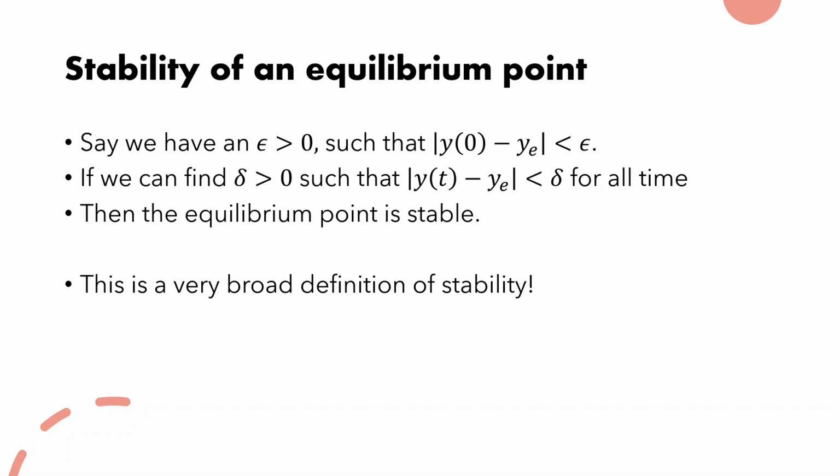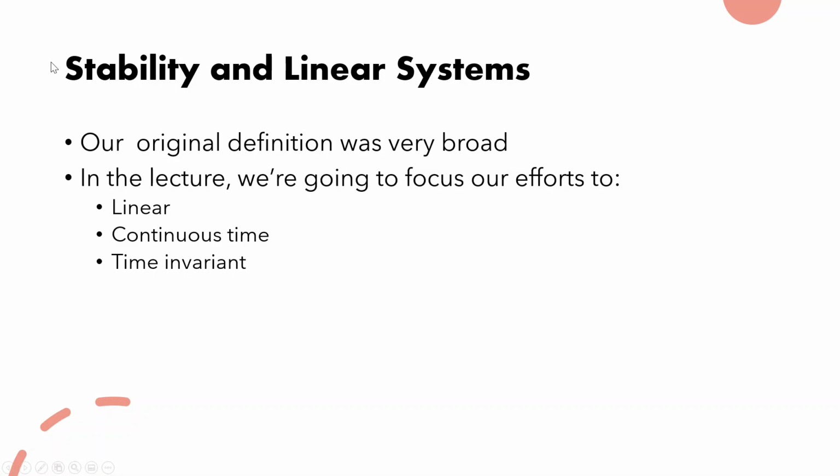Now, this is an extremely broad definition of stability, and so we're going to be tightening it up as we start adding more and more restrictions to our systems. In particular, if we have linear systems, our original definition was extremely broad. In this lecture, so once we're done this video and we're going off to the lecture and having a discussion, we're going to focus our efforts on 3 different constraints. The first is that we're assuming our system is linear. So our system obeys superposition and homogeneity.